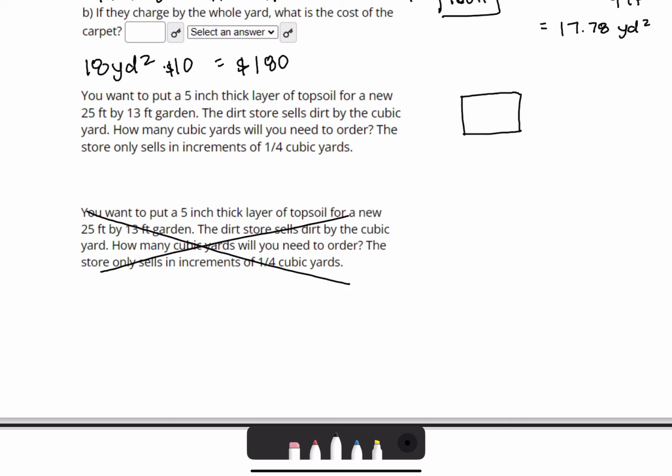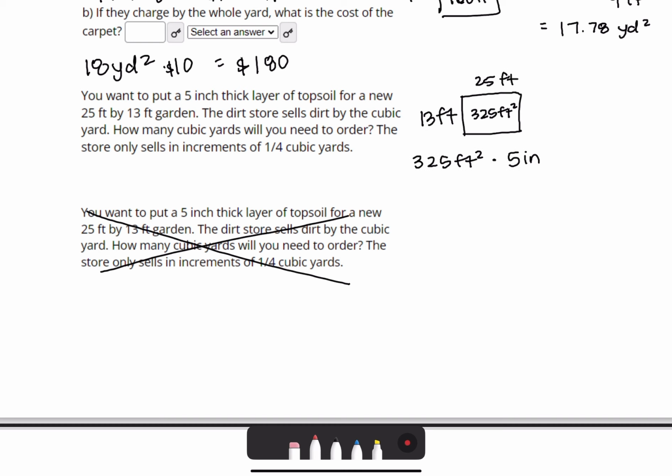Okay, this, you have a garden that's 25 feet by 13 feet, and you're putting topsoil on it. So that's 325 square feet. And you want to add a 5-inch thick layer of topsoil.